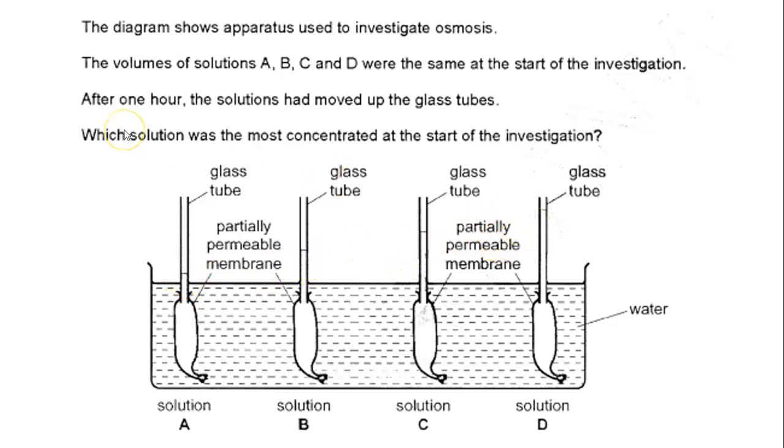Which solution was the most concentrated at the start of the investigation? How would I know? I will know because the higher the concentration, this means that it has lower water potential, so the more water it will absorb. So accordingly, the one with the higher concentration will be the one that ended up with the most amount of water, which is going to be D.